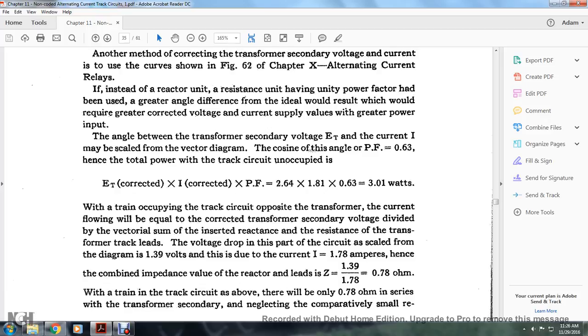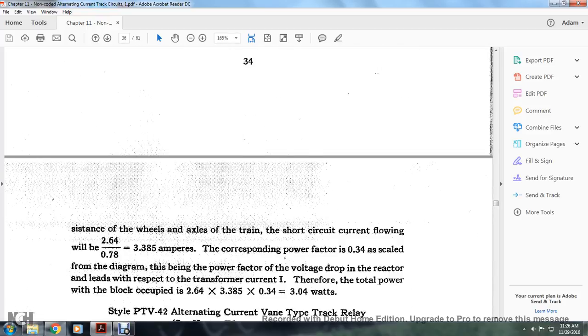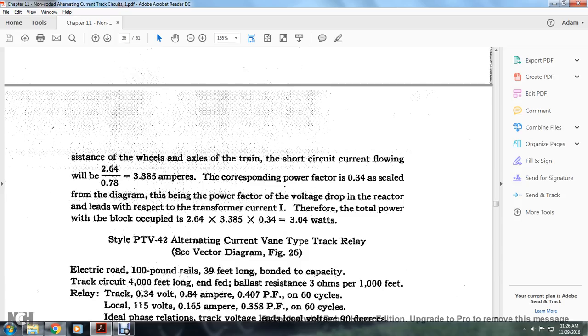When the train is on the track circuit, there will be only 0.78 ohms in series with the transformer secondary, neglecting the comparatively small resistance of the wheels and axles of the train. The short circuit current flow will be 2.64 over 0.78, which equals 3.385 amperes. The corresponding power factor is 0.34, scaled from the diagram of the power factor of the voltage drop of the reactor and leads with respect to the transformer current I. Therefore, the total power with the block occupied is 2.64 times 3.385 times 0.34, which is 3.04 watts.